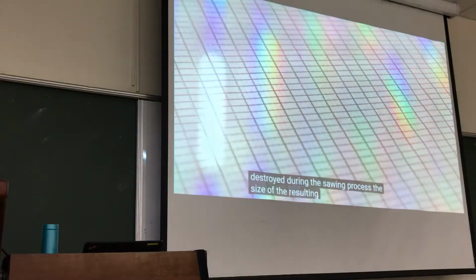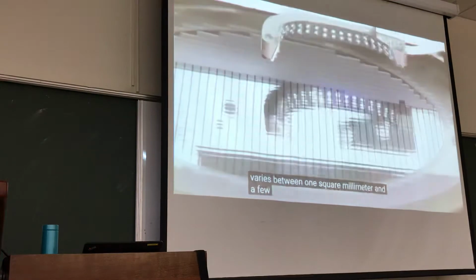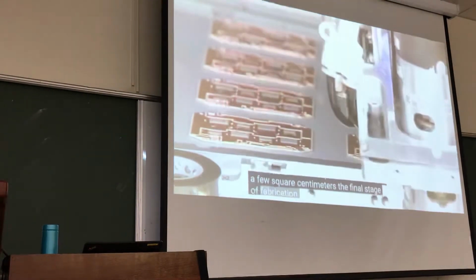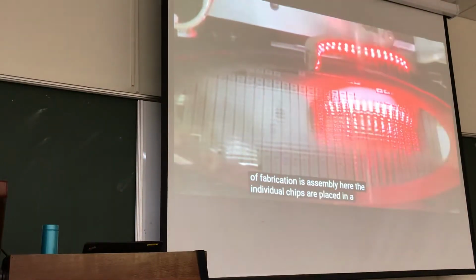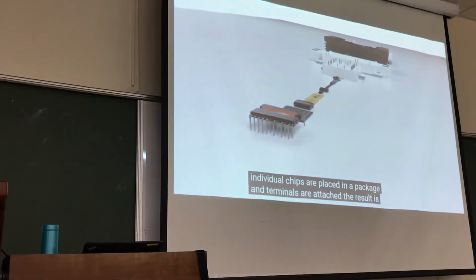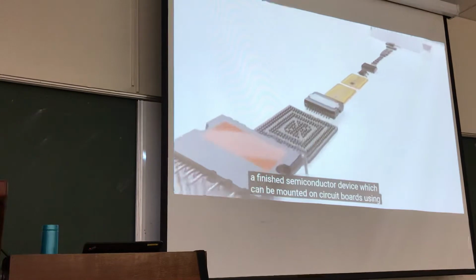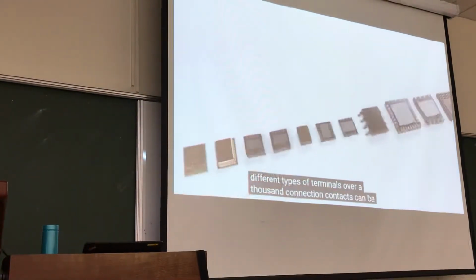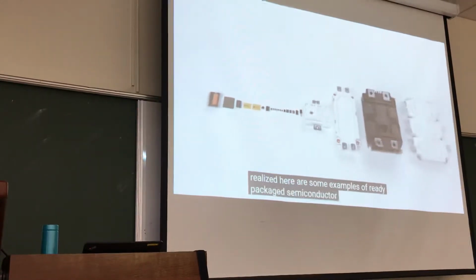The size of the resulting chips typically varies between 1 square millimeter and a few square centimeters. The final stage of fabrication is assembly. Here, the individual chips are placed in a package and terminals are attached. The result is a finished semiconductor device, which can be mounted on circuit boards using different types of terminals. Over 1,000 connection contacts can be realized. Here are some examples of ready packaged semiconductor components.